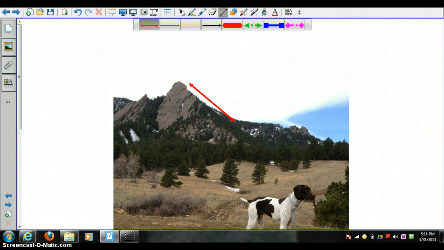Anywhere you see slopes, take pictures of them. That'd be great. And we'll see you all tomorrow.